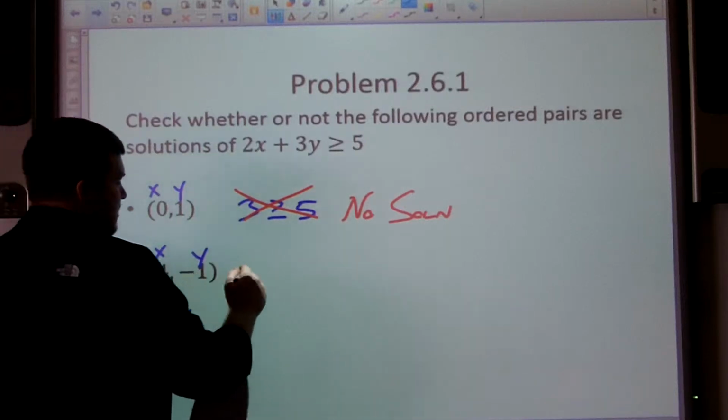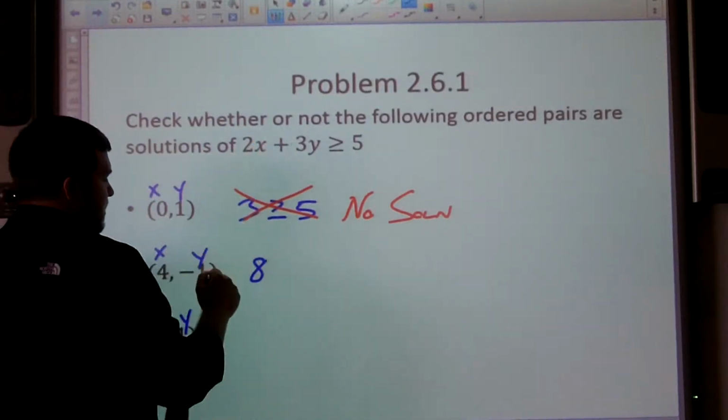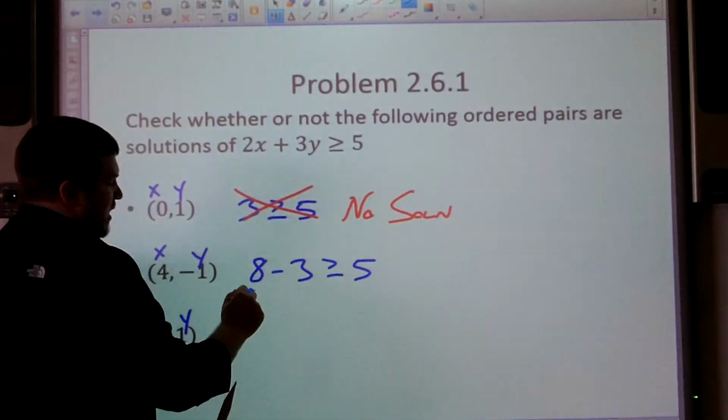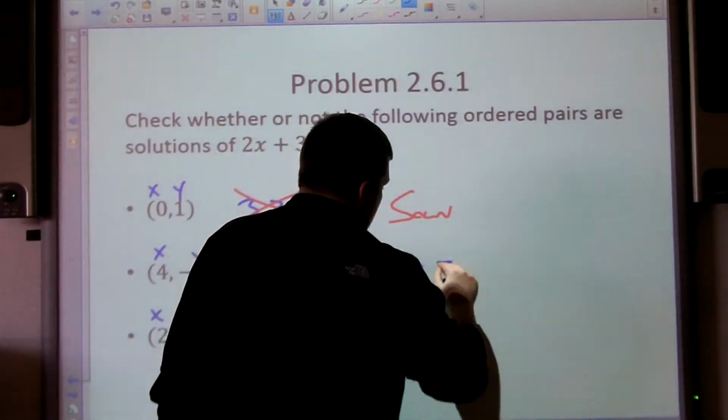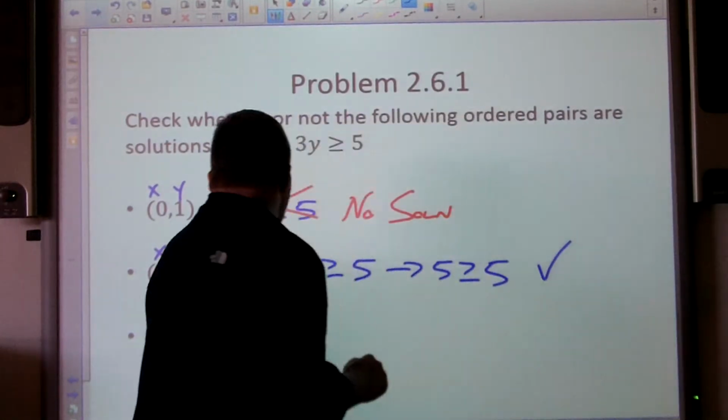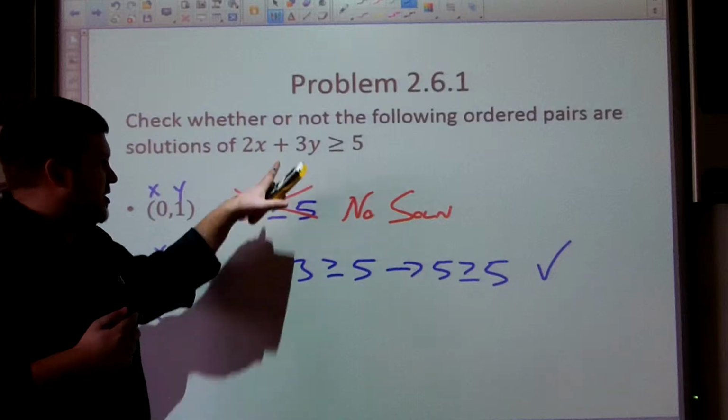So 2 times 4 is 8. 3 times -1 is -3, greater than or equal to 5. Now 8 minus 3 is 5. So 5 greater than or equal to 5. That is a true statement. So yes, (4, -1) is a solution to this inequality.